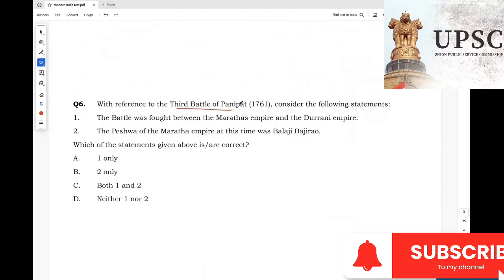With reference to the third battle of Panipat, 1761, which of the following statements are correct? The battle was fought between the Maratha Empire and the Durrani Empire. Now, this is absolutely correct because the Durrani Empire was represented by Ahmad Shah Abdali. The Peshwa of the Maratha Empire at the time was Balaji Bajirao. Absolutely correct. Both the statements are correct. Option is C. Next one.